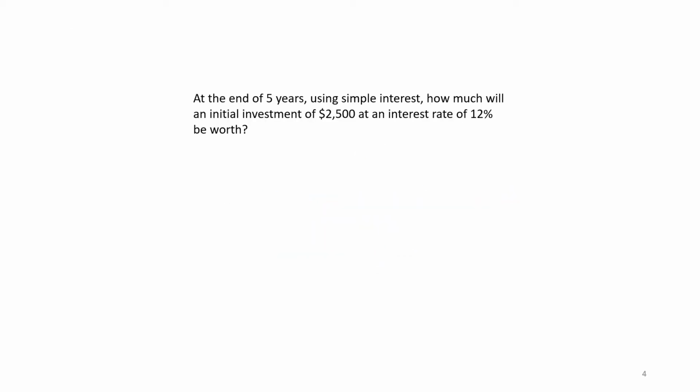Here's a problem, and this is just the most basic simple interest problem that you could possibly have. We're just going to be filling in our equation. So, at the end of 5 years, using simple interest, how much will an initial investment of $2,500 at an interest rate of 12% be worth? It wants to know the total worth of the investment at the end, so we're going to use our first equation, and I'll just write it down.